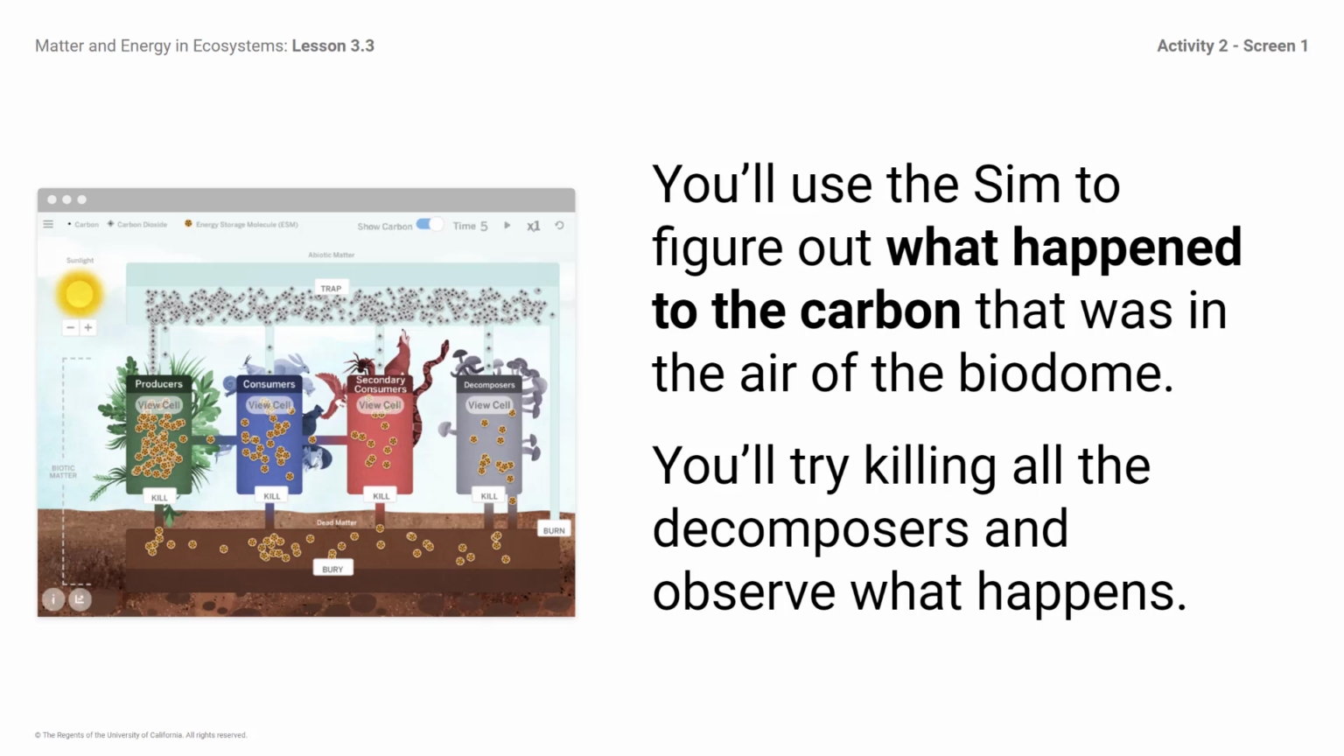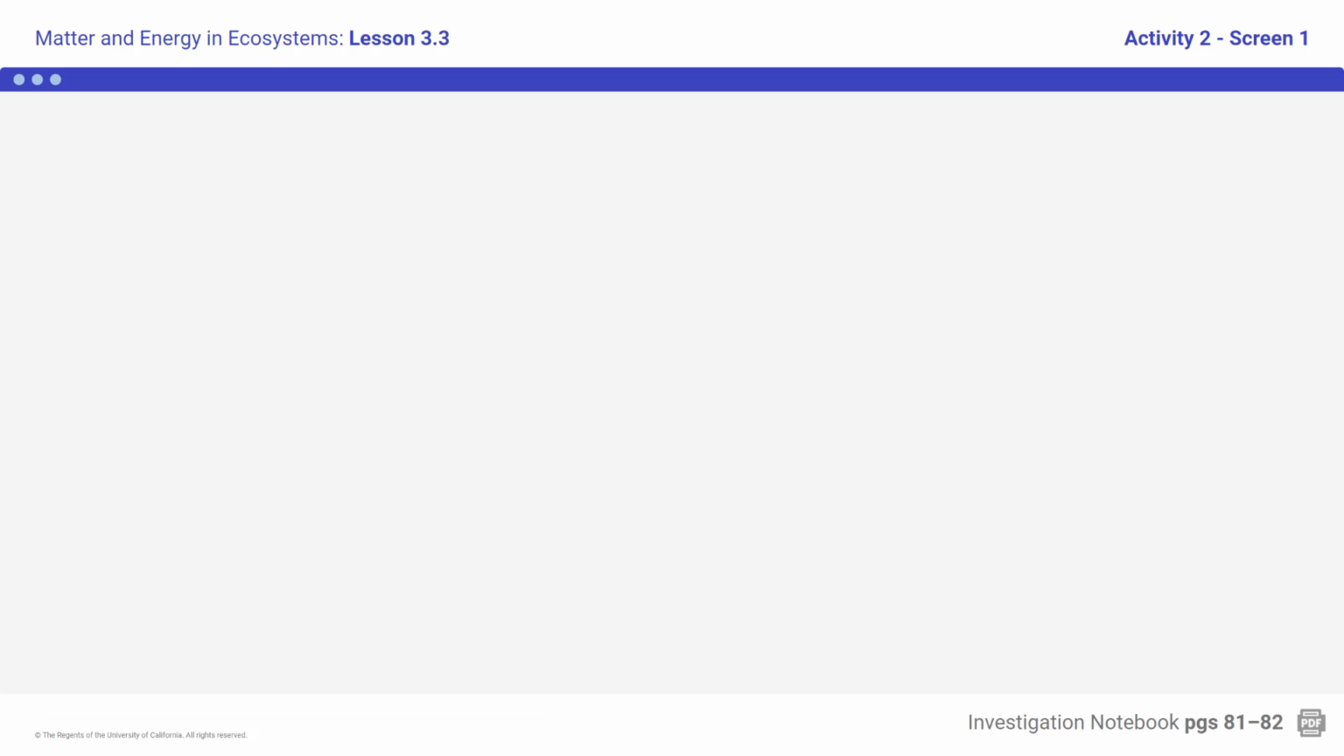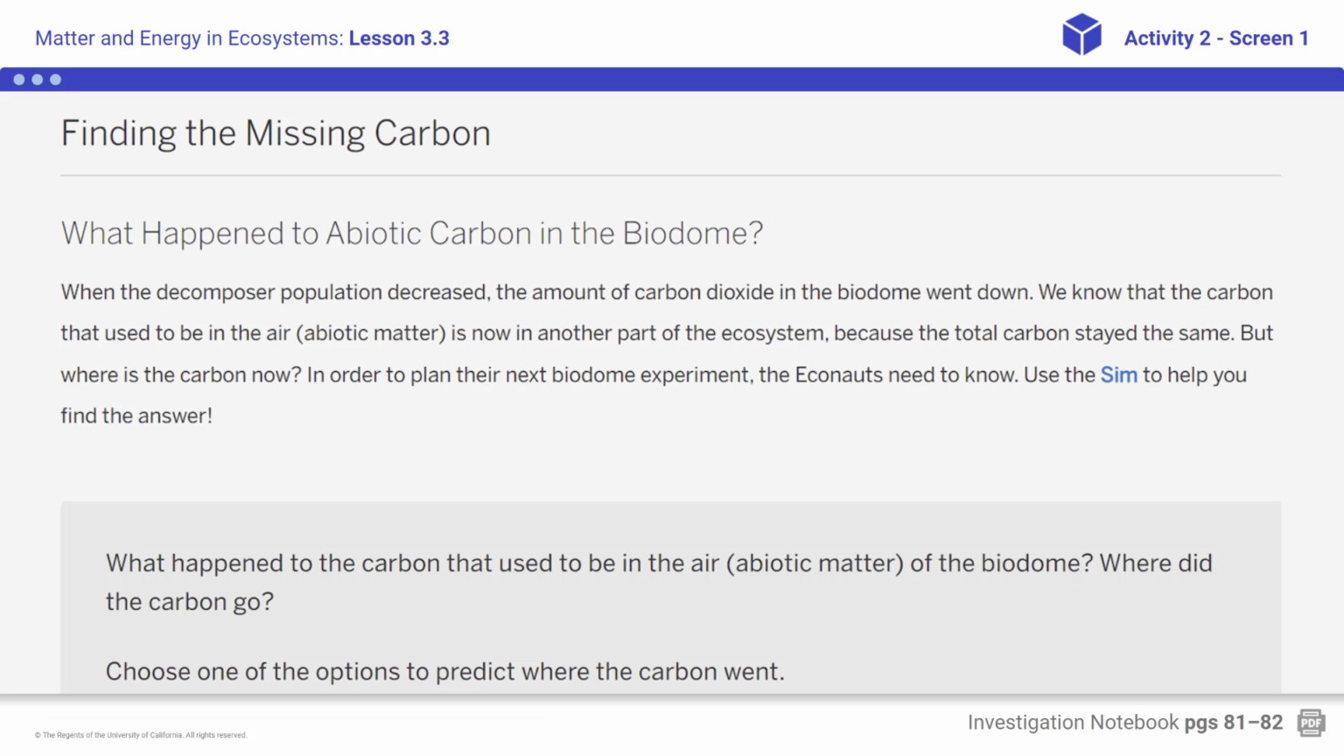You'll use the sim to figure out what happened to the carbon that was in the air in the biodome. You'll try killing all the decomposers and observe what happens. Before you investigate the sim, you'll make a prediction about where you think the carbon went. Students make a prediction by answering the question and then begin the sim activity.